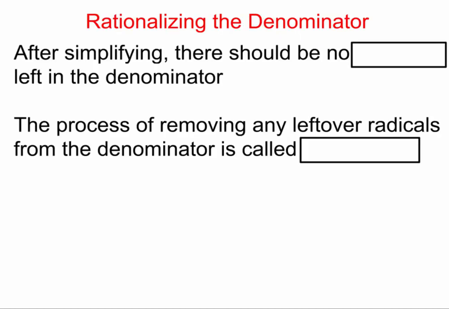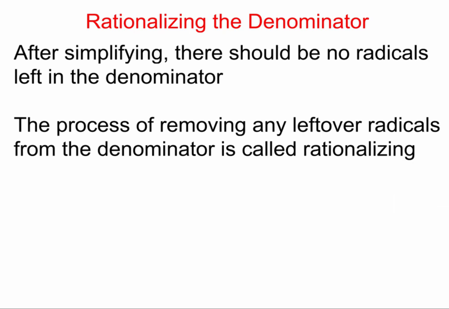Now, sometimes we're going to have a more complicated problem with dividing. Now we have to do what's called rationalizing the denominator. Basically, when you're done simplifying, you should never have a radical left in the denominator. Radicals in the denominator are the truly improper, unacceptable fractions. So we've got to do something about that. The process of removing any leftover radicals from the denominator is called rationalizing the denominator. So let's look at how we're going to do that.